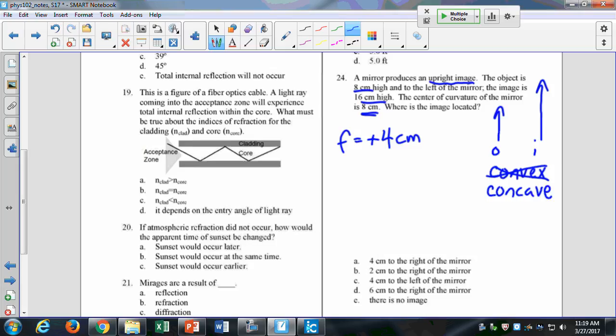So by doing that little bit of sleuthing, I figure out that my focal length is actually positive. If it was convex, it would be a smaller image, and that would clue me into it being a convex mirror. Okay, so my focal length is positive 4. The object is 8 centimeters. No, that's not what I want. Sorry.